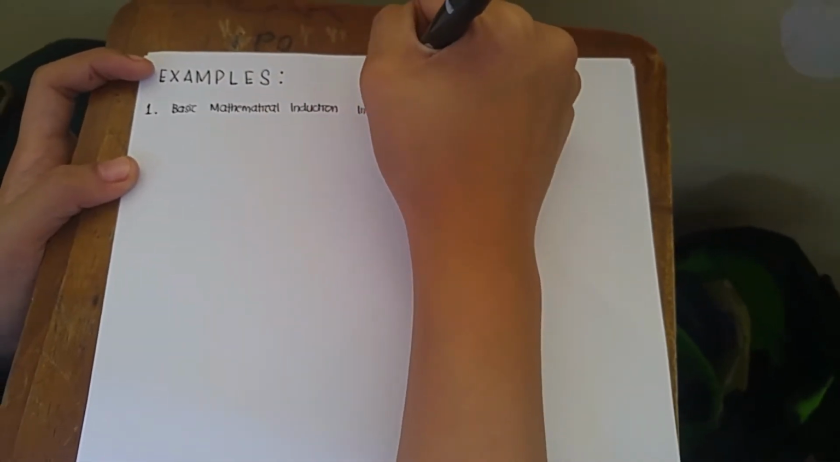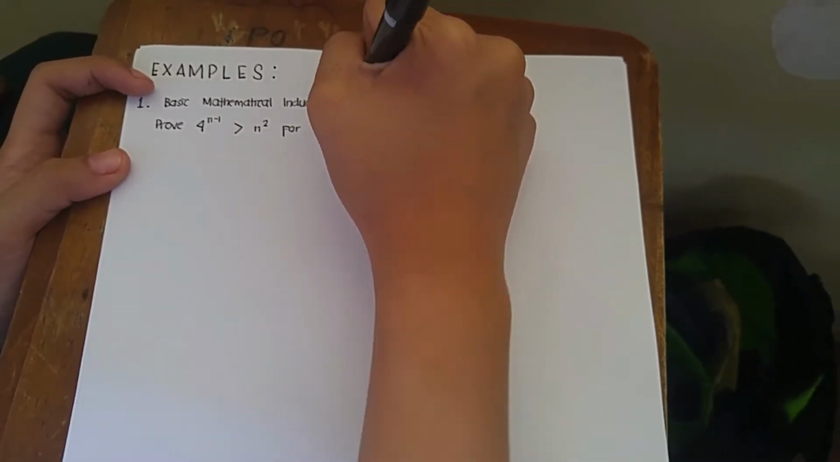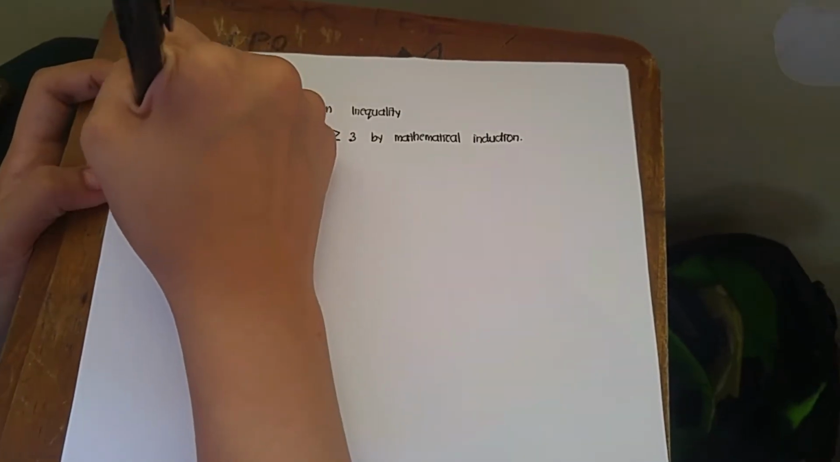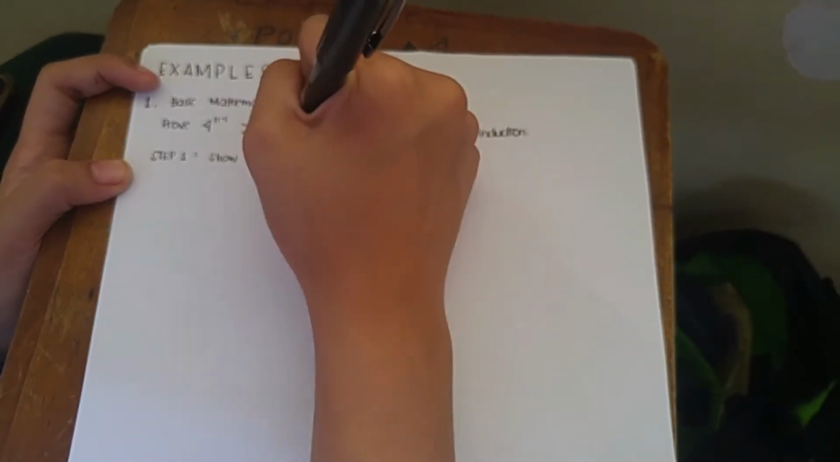First example, basic mathematical induction inequality. Prove 4 raised to n minus 1 is greater than n squared, where n is greater than or equal to 3, by mathematical induction. Step 1. Show it is true for n equals 3.